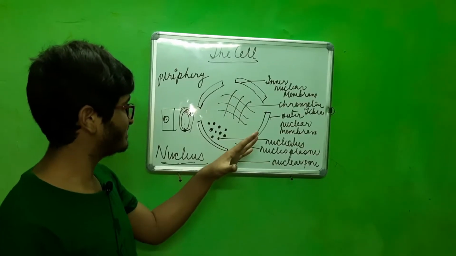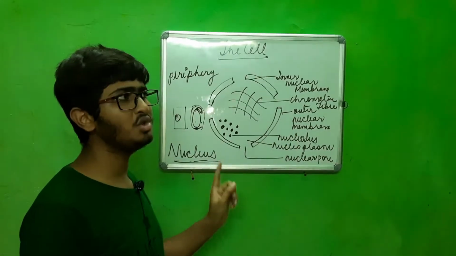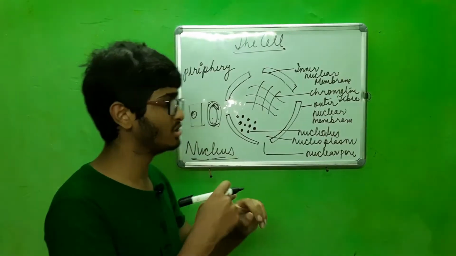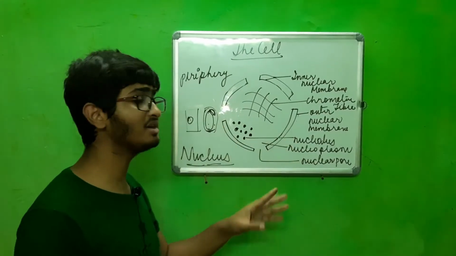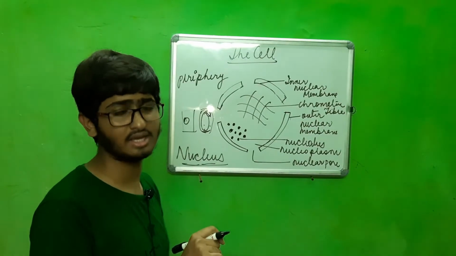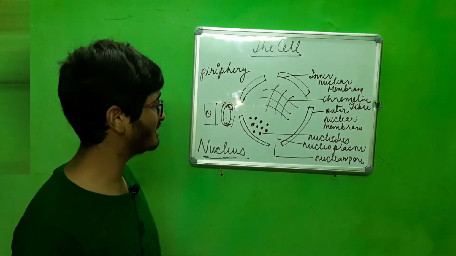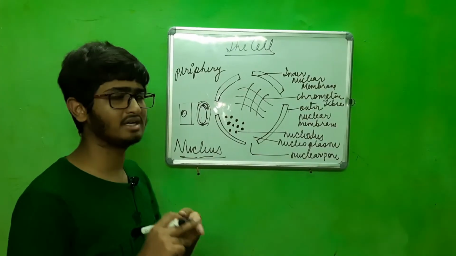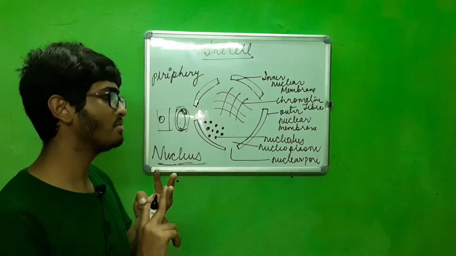Then you have some granular structures. Now this is known as the nucleolus. Nucleolus, you also should know, is a granulated structure. Location: suspended in the nucleoplasm, and function: it helps in synthesis of proteins. That is ribosomal RNA and ribosomal proteins, as it is called, but simply you can write that the nucleolus is a granulated structure, it is located inside the nucleus in the cytoplasm, and it helps in synthesis of protein.